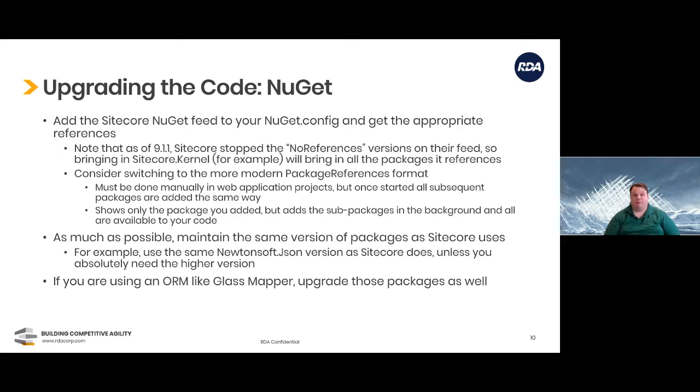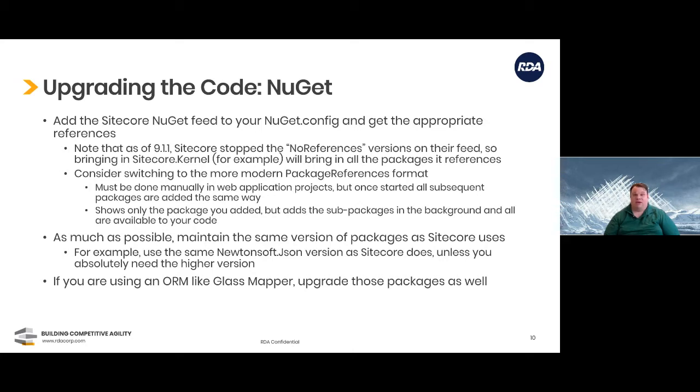As of 9.1.1, they got rid of the no references version. I'm still not sure I completely understand why. I think it was something about maintainability. Maybe they had some issues when they stripped out the references. So now if you bring in Sitecore kernel, you will bring in every package it references. If you ever want to know how many that is, just start up a dummy empty MVC site and bring in Sitecore kernel and watch your packages config grow quickly.